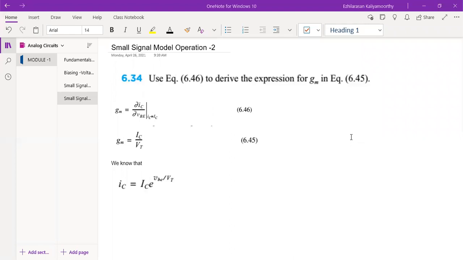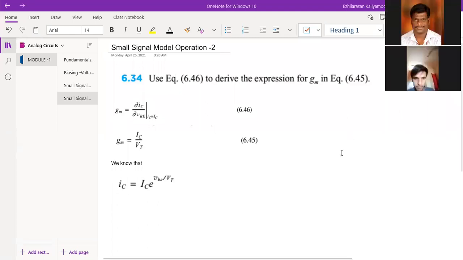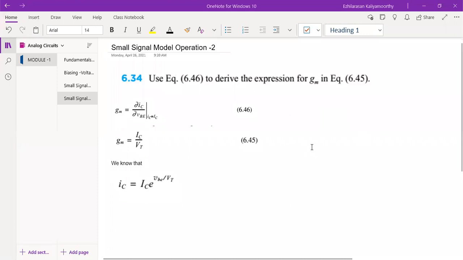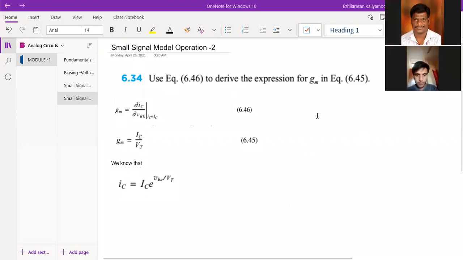Why do we need to go for the small signal model? If there is any small quantity of signal, that cannot be solved or worked with the normal model. So for that purpose, we have to use the small signal model only. In the previous classes, we studied the small signal model. We started with some relationships, one being the collector current and the transconductance. There we did some derivations.